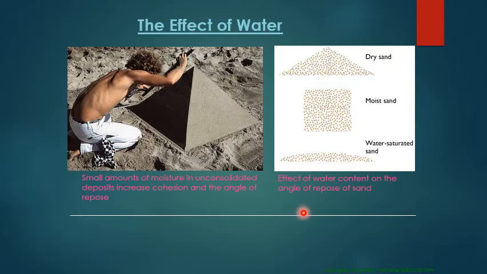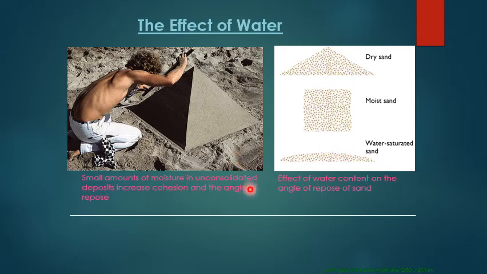Further, the effect of water, as you can see, in the dry sand, a slope can be attained at 32 to 34 degrees. In moist sand, you can have a steeper angle of repose because of the capillary force acting within the pore spaces. However, if the pore spaces are saturated with water, the tendency is that the angle of repose is lowest.